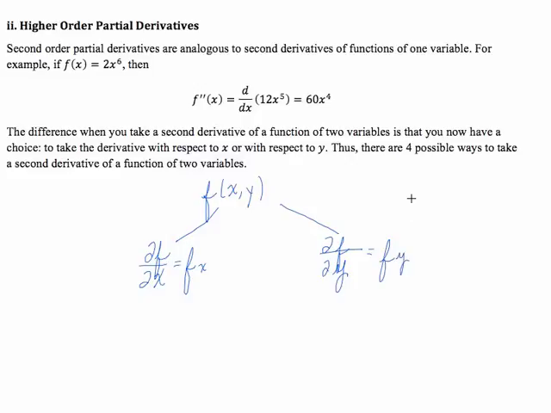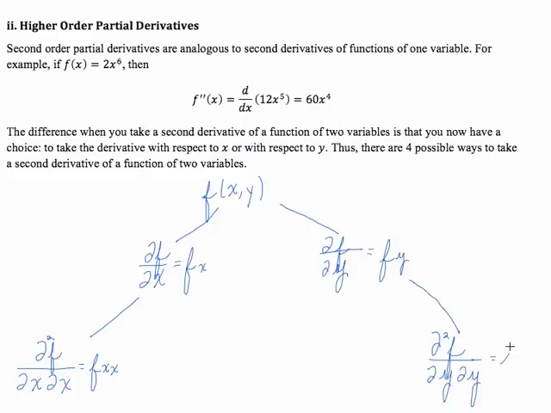Okay, now after you differentiate with respect to both x and y, you have a choice of what to differentiate with respect to next. If you choose to differentiate with respect to x again, then you've got the second partial of f with respect to x with respect to x, or you can write it as fxx. Or you could differentiate with respect to y twice, and you would get the second partial of f with respect to y with respect to y, or fyy.